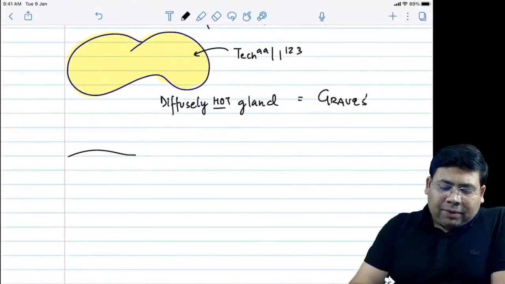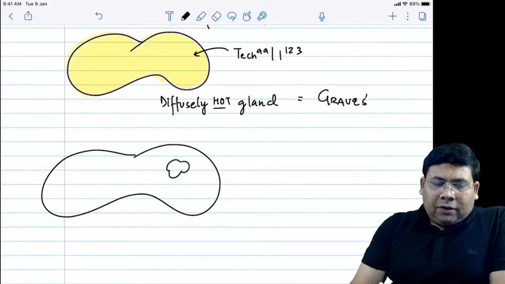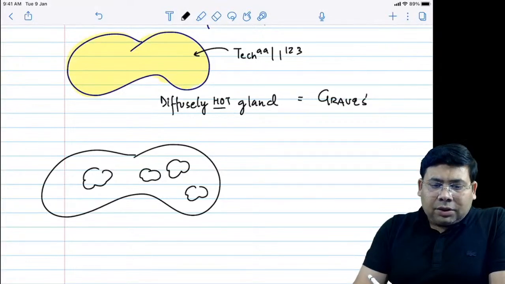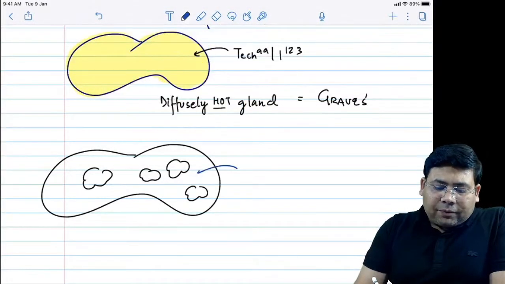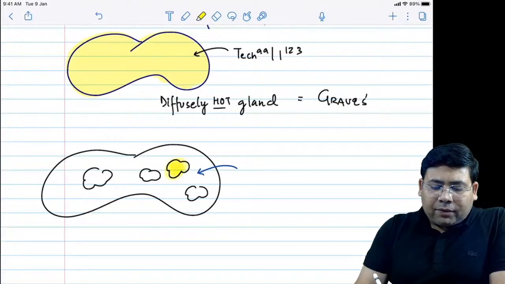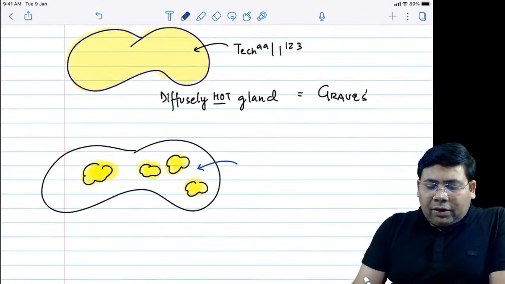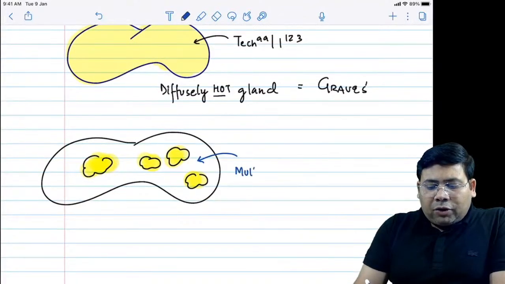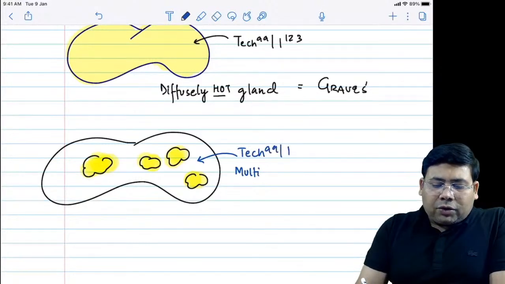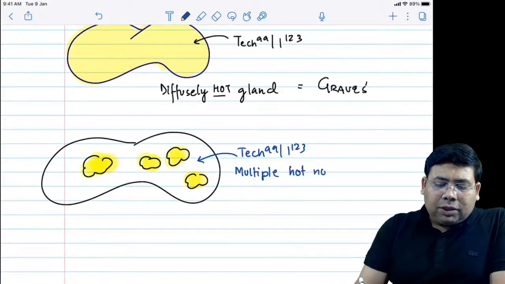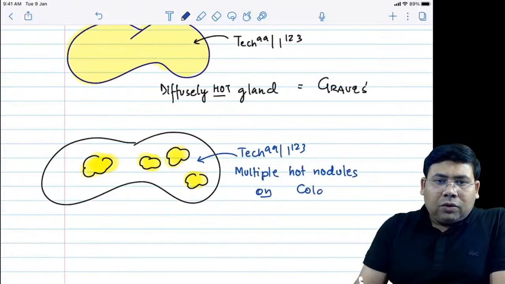If it is a diffusely toxic gland. Next is a similar profile of a patient with multiple nodules. If you give a radioactive agent to them and you get a profile like this, what kind of profile is this? You can say multiple hot nodules. On technetium 99 or iodine 123, you get a profile like this. Multiple hot nodules on what background? On cold background.